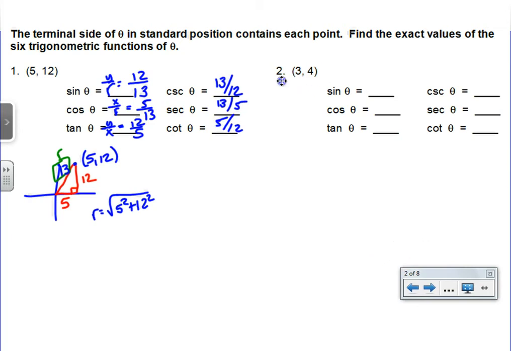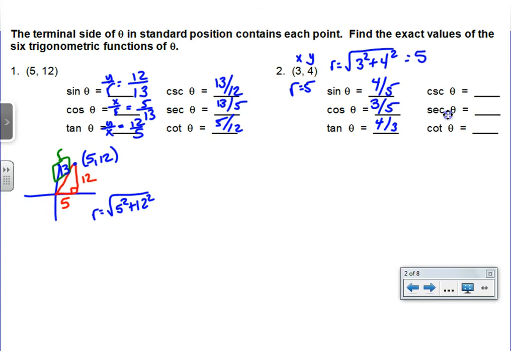Again, you can draw this if you want, but I would like someone to just quickly calculate for me. If my x and y are 3 and 4, can someone calculate my r for me? It's a 5. It's a 3, 4, 5. So without even drawing a picture, I know my x, I know my y, I know my r. I think I can just plug into the formulas. Remember, sine was y over r. So for us, that would be 4 over 5. Cosine is x over r, so that would be 3 over 5. And tangent is y over x, so that would be 4 over 3.